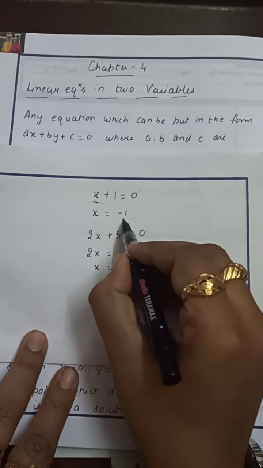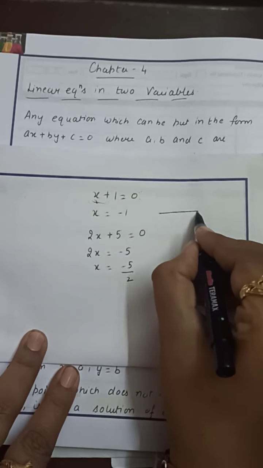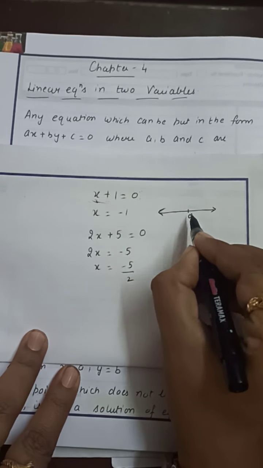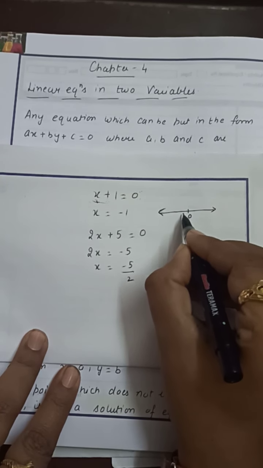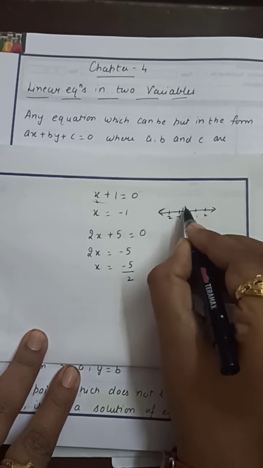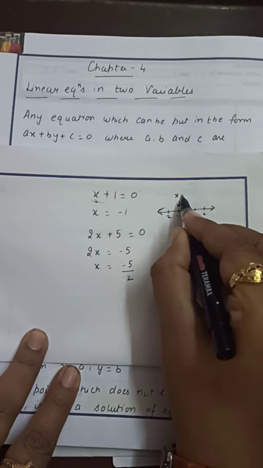Representation of x equal to minus 1 on the number line. We have drawn a line, and in the middle we have drawn the origin, or you can say 0, then minus 1, minus 2, that is 1, that is 2. That point represents x equals minus 1. That type of question we have done in our previous classes.